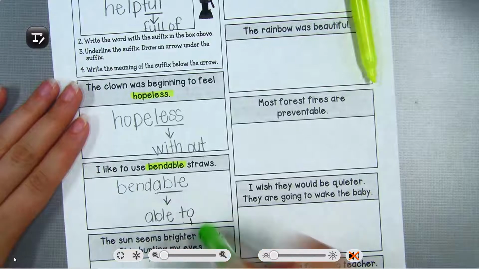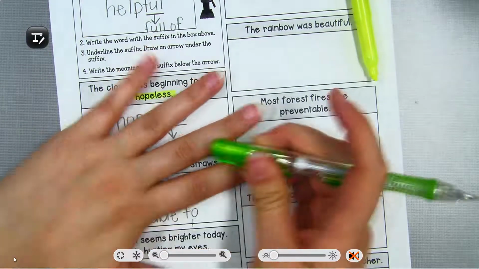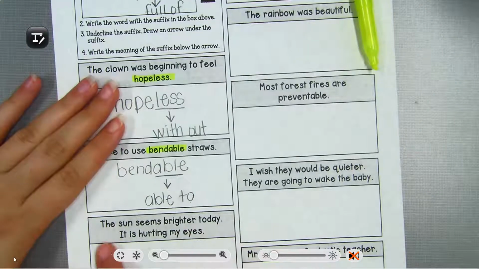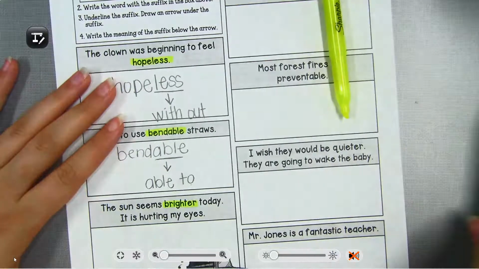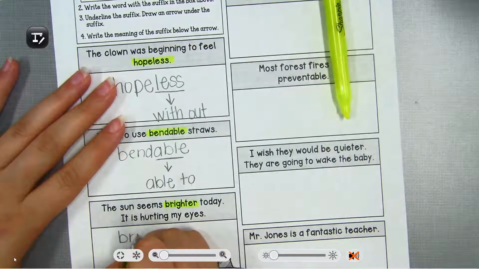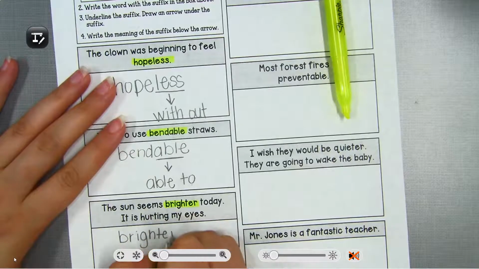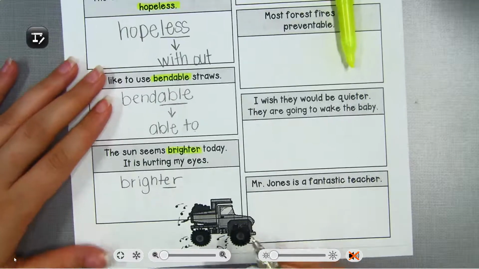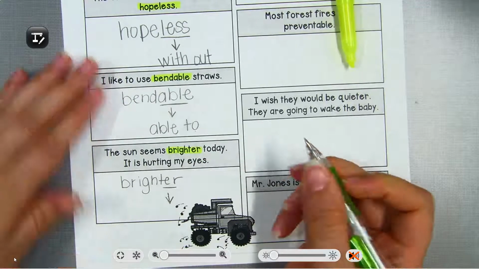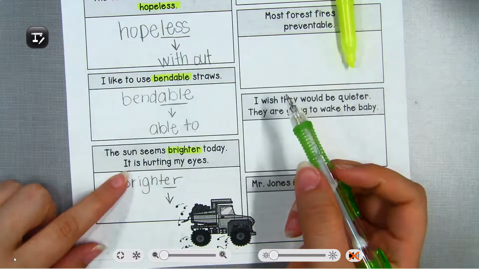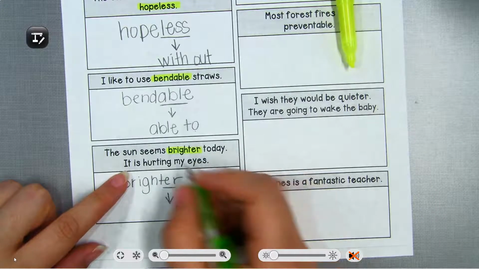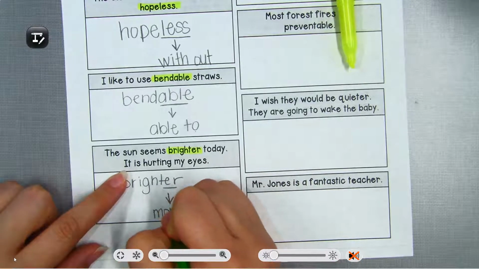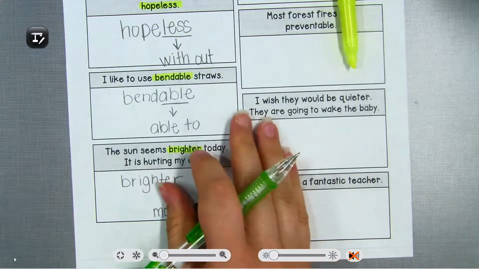Okay. Now, the sun seems brighter today. It is hurting my eyes. So brighter. Er is my suffix. And this one, because we're comparing, means more. Okay, and we're going to do this whole page, and then I'm going to have you do the back.